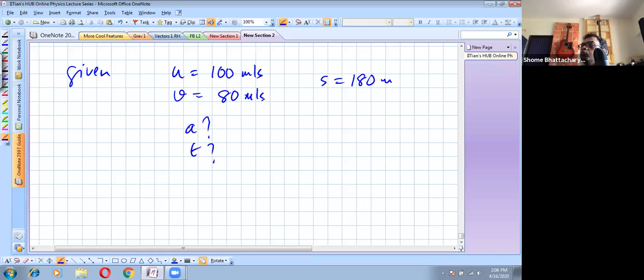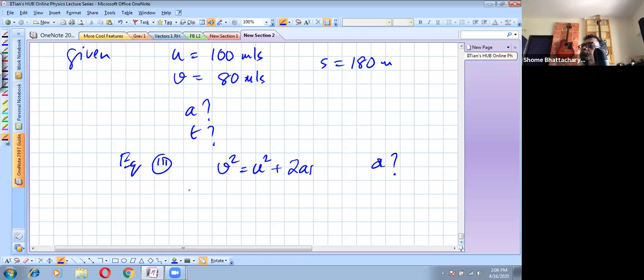So first of all, what can I relate V, U and S with? So you can see the third equation of motion. Equation 3 fits nicely because if I use this, in this you can see A is the only unknown. The other three things are known. So substitute this over here. So you will get that 80 square is equal to 100 square plus 2 times A into 180 meters.